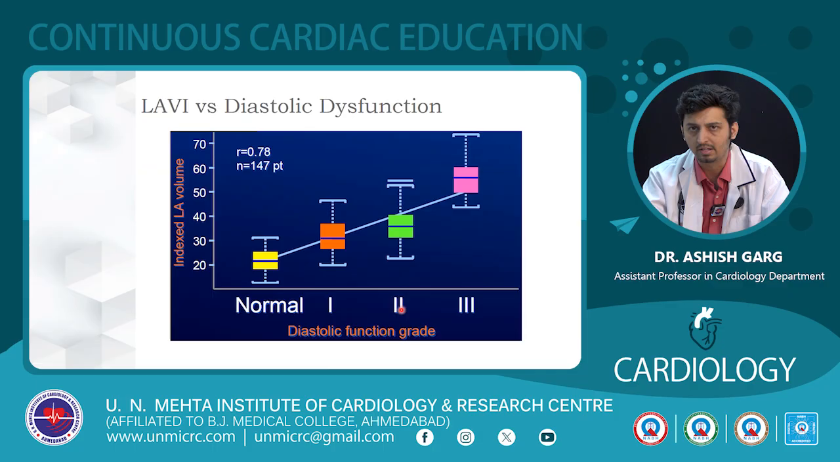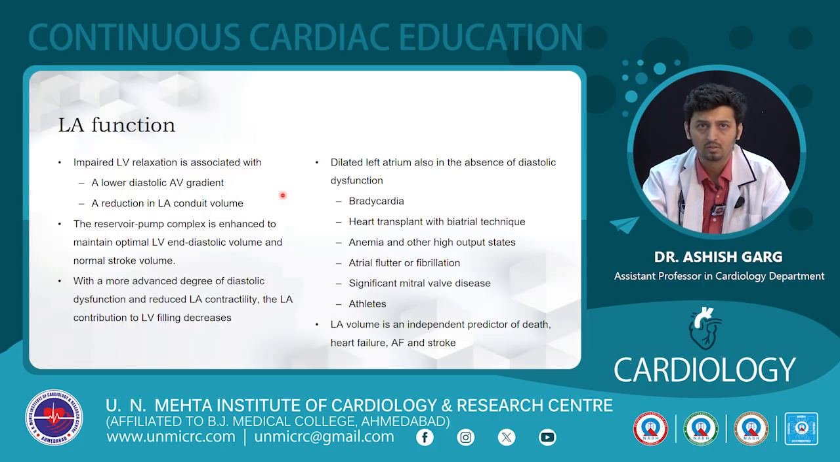So as there is increase in the grade of diastolic dysfunction, there is an increase in the left atrial volume index, and this graph represents the same. So impaired LV relaxation is associated with a reduction in the LA conduit volume and a lower diastolic AV gradient. The reservoir pump complex is enhanced to maintain optimal LV end diastolic volume and normal stroke volume, and with a more advanced degree of diastolic dysfunction and reduced LA contractility, the LA contribution to LA filling decreases.